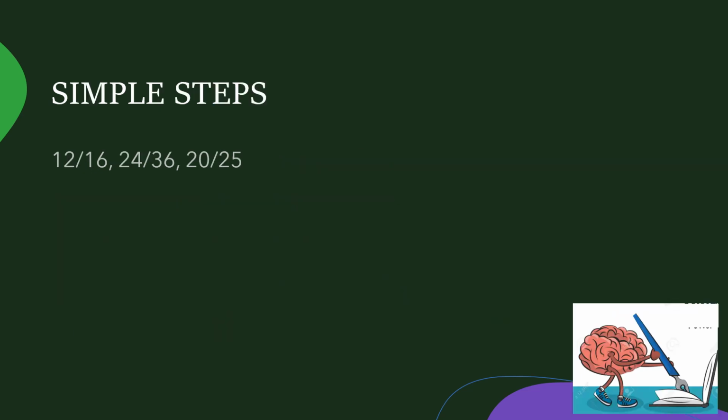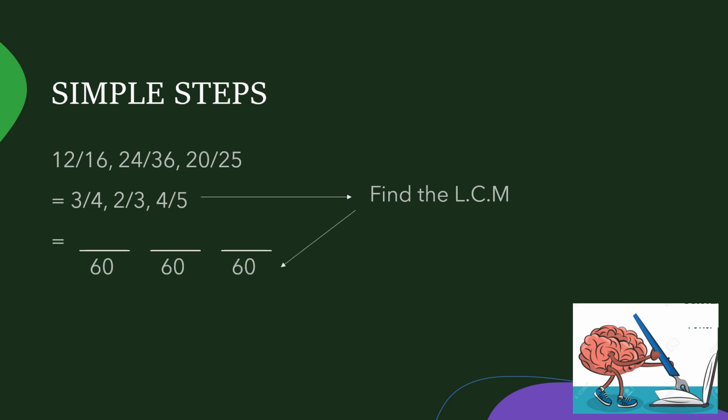How can we do this in very simple steps? 12 by 16, 24 by 36, 20 by 25. We simplify the 3 fractions. Then we find the LCM of the denominators. We write down the denominators. Then we have to multiply the numerators by a factor. How do we find the factor? We divide the LCM by the denominator.